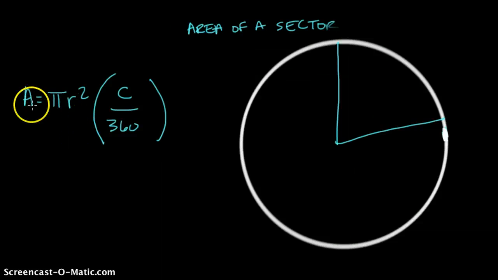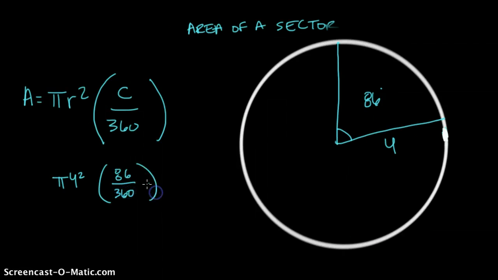This formula, the area of a sector is pi times radius squared multiplied by central angle over 360. And as you see, just like before, I need to know some things. I need to know that my central angle is, again, 86 degrees. And let's say my radius is 4 this time, 4 feet, 4 inches, whatever. My central angle is 86, and my radius is 4. If that were the case, this would be pi times 4 squared multiplied by 86 divided by 360.